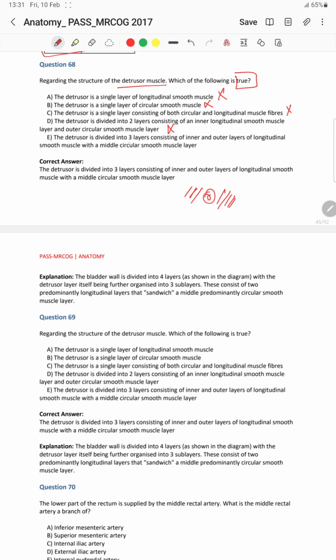The detrusor is divided into three layers. So the correct answer is: the detrusor is divided into three layers, and it consists of inner and outer layers of longitudinal smooth muscles with a middle circular layer.